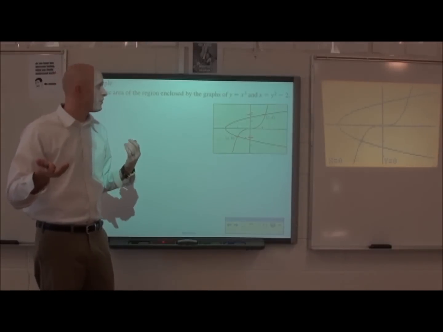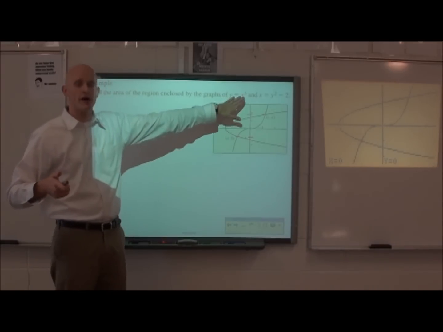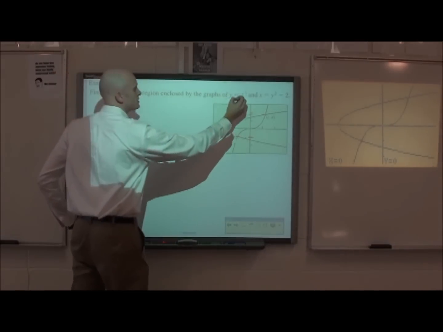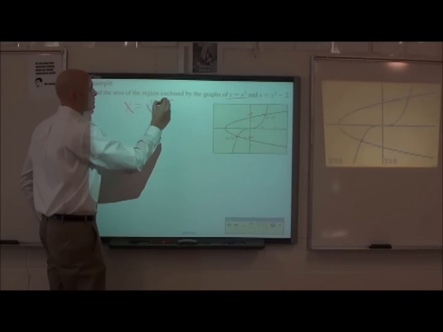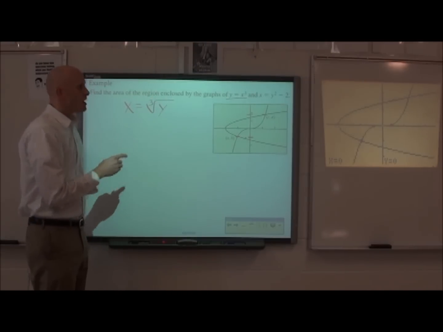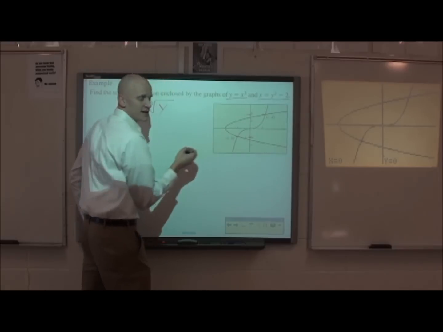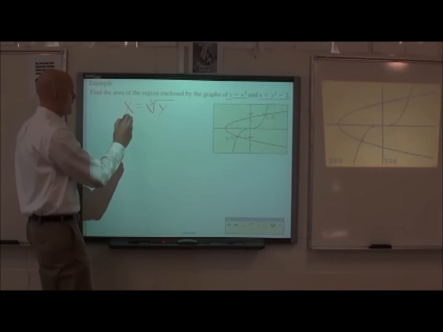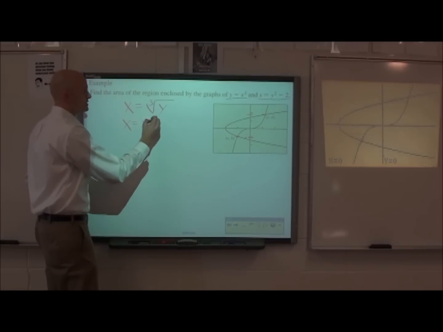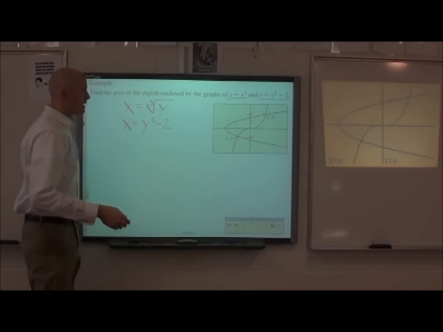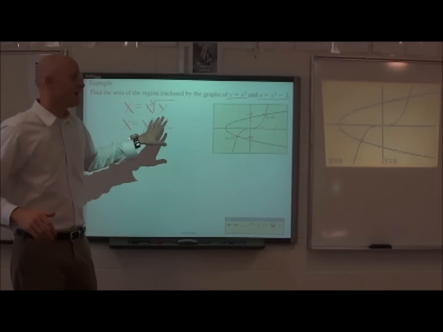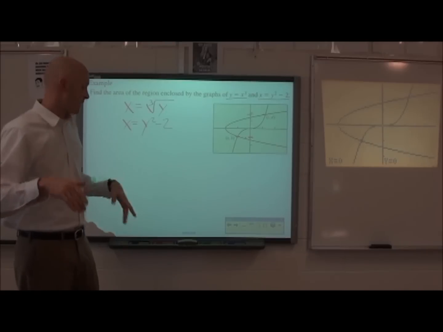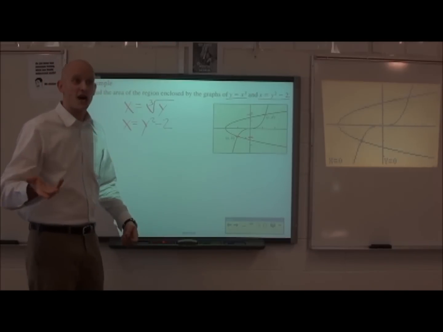And first thing I would do is go ahead and write our equations in terms of x. So this first equation you should have as x equals the cube root of y. And the other equation is already given in terms of x. So it's x equals y squared minus 2. There's our two equations in terms of y. So we have a right curve and a left curve. We can start our integral.